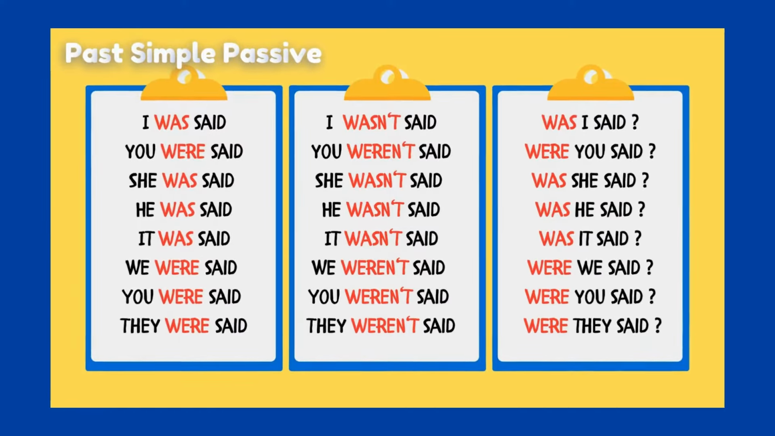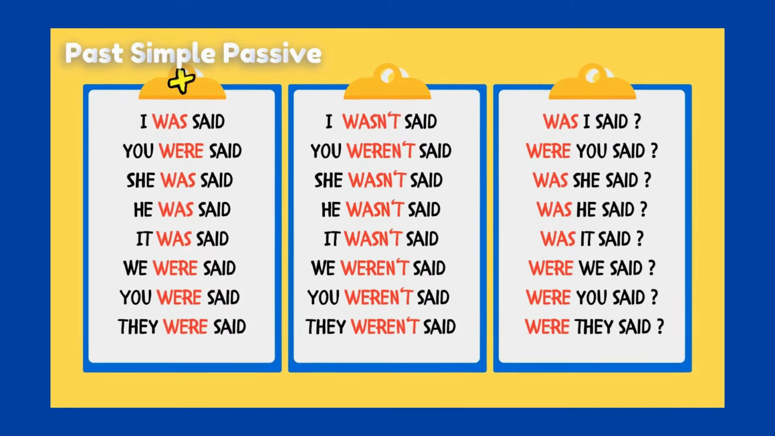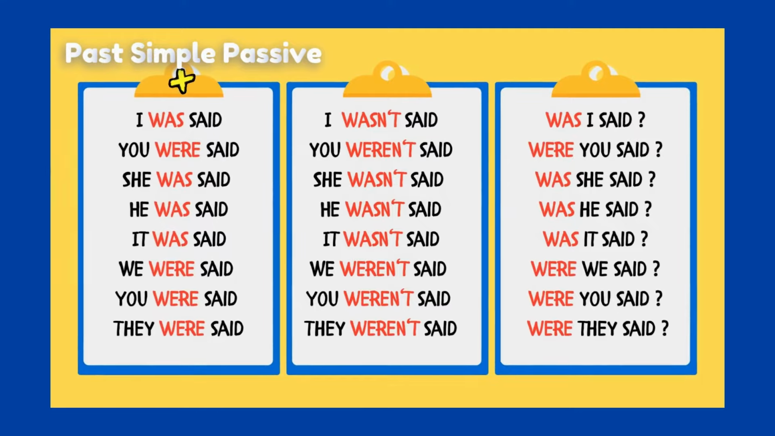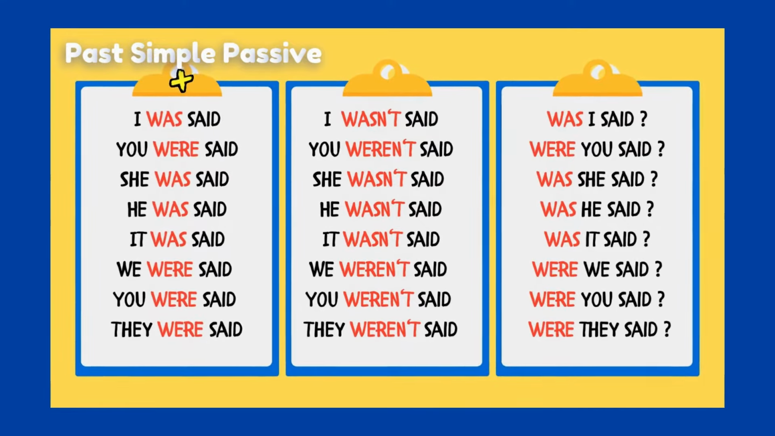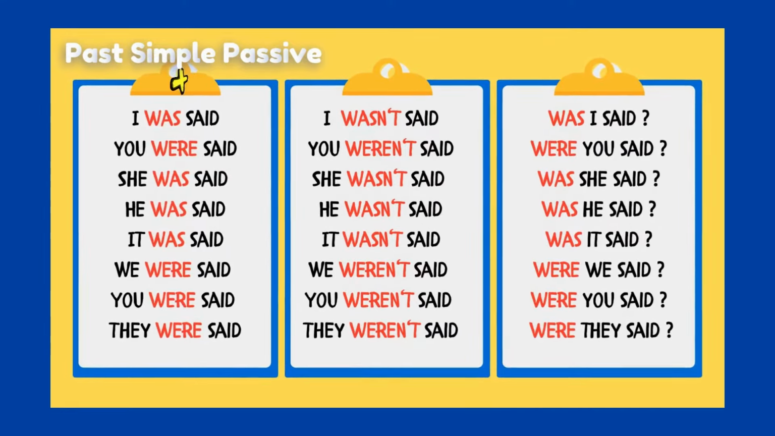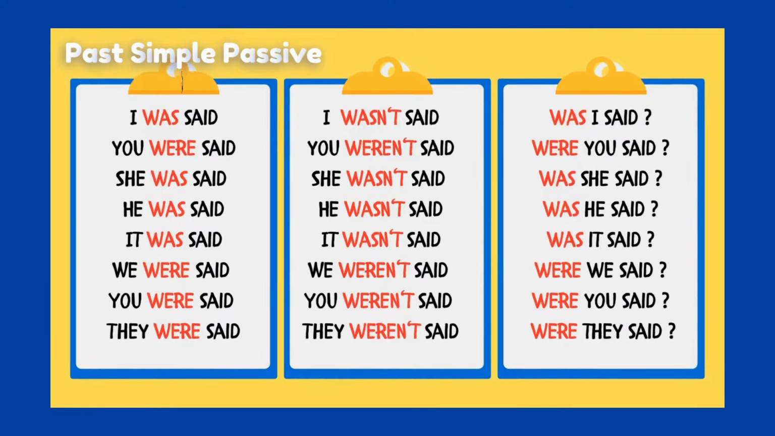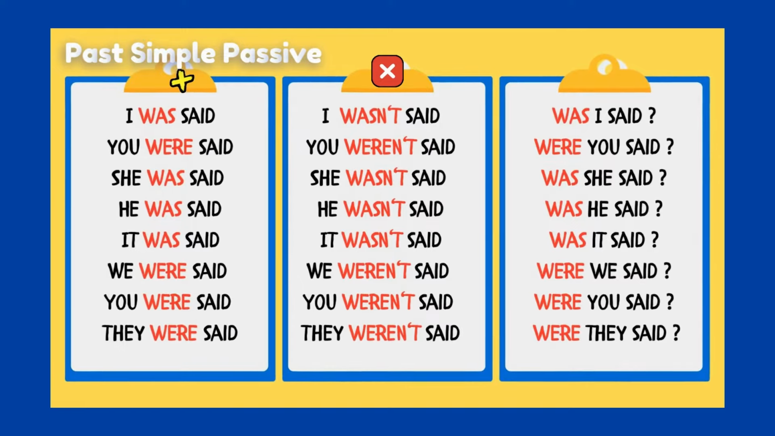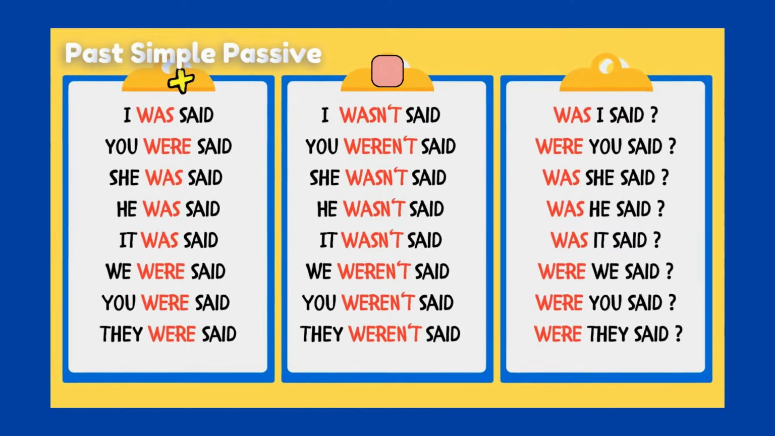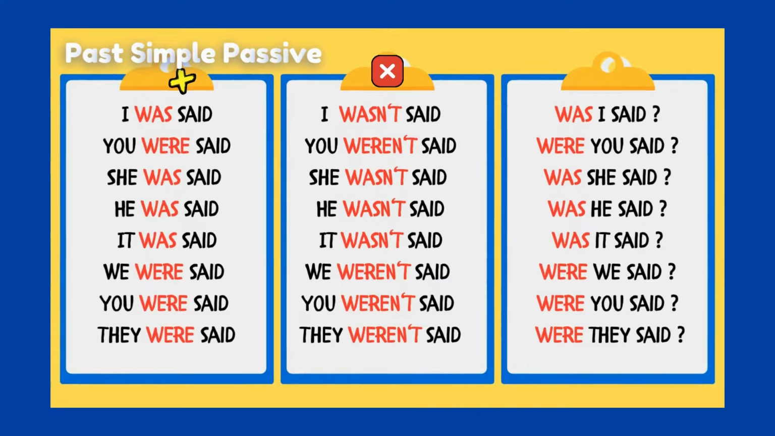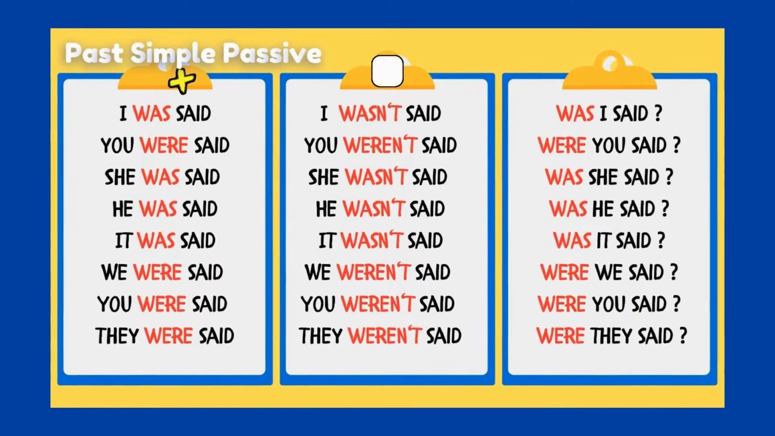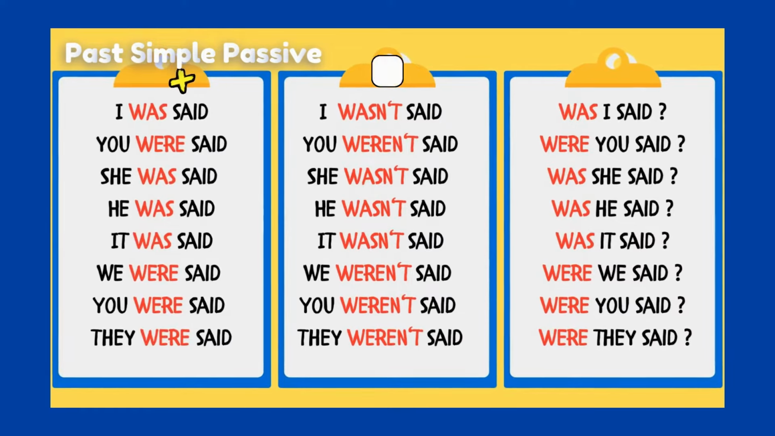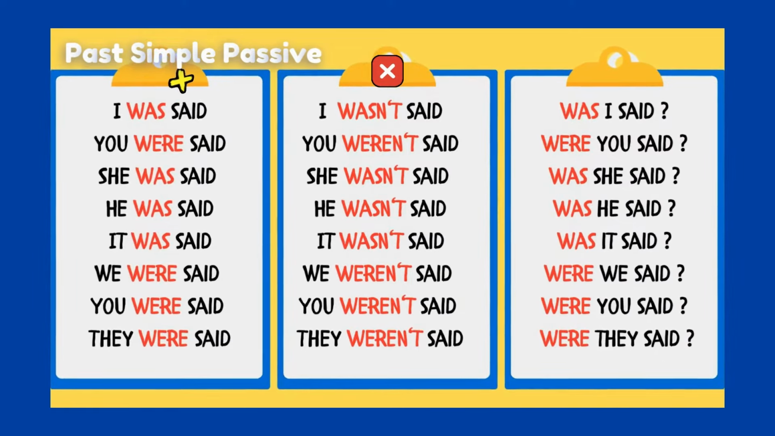For example, affirmative form: I was said, you were said, she was said, he was said, it was said, we were said, you were said, they were said. Negative form: I wasn't said, you weren't said, she wasn't said, he wasn't said, it wasn't said, we weren't said, you weren't said, they weren't said.